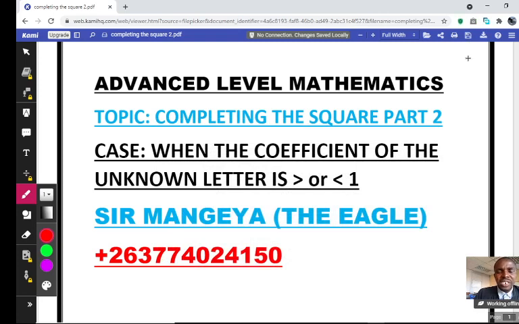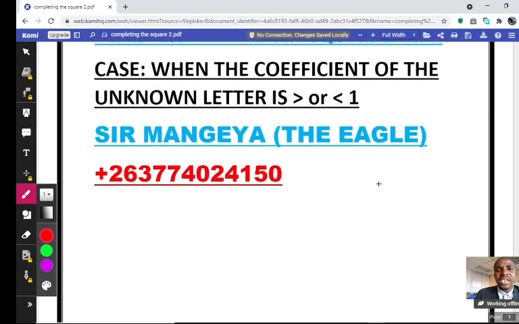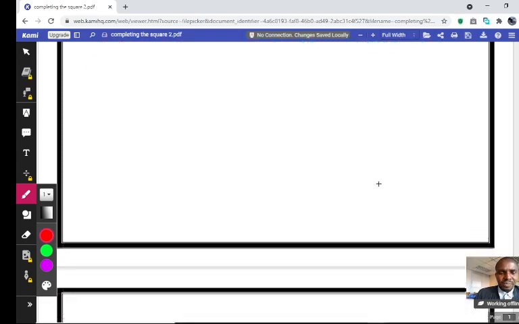Right, this is the second part on completing the square. That's part 2, as you can see on your screen. The scenario is when the coefficient of the unknown letter is greater than or less than 1. How do you work out this one? That's what I am explaining in this video. Let me go right away to the questions.